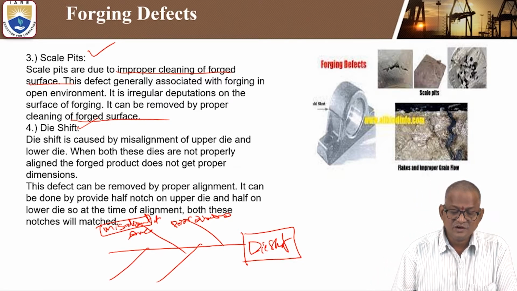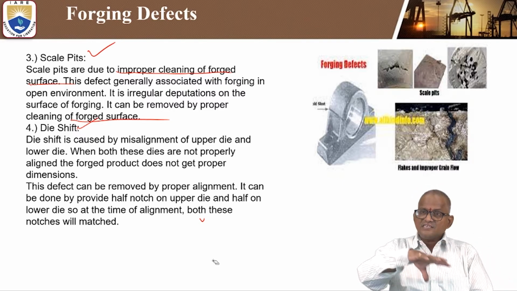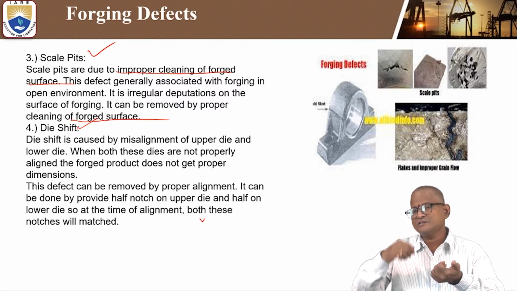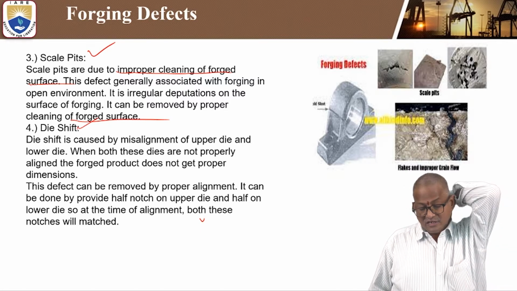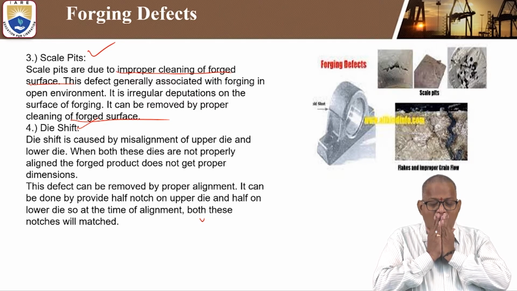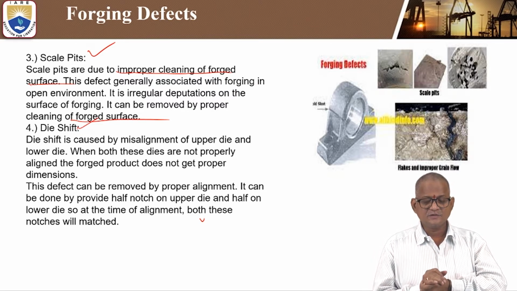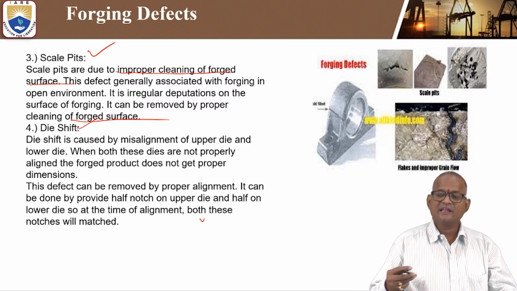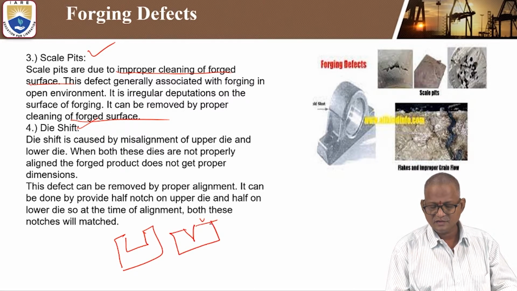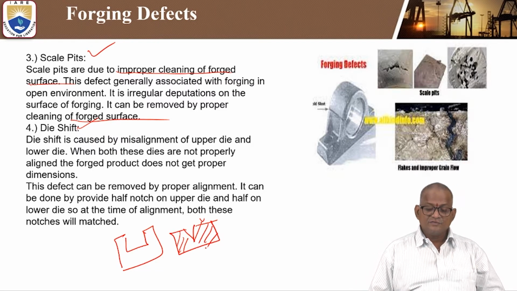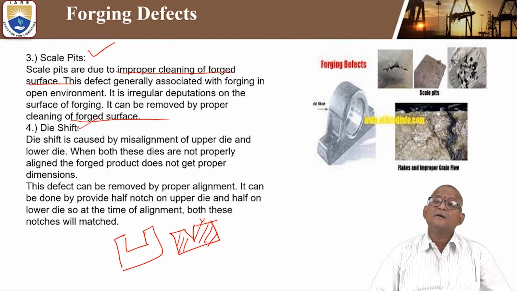So this is what the scale pits and die shift are about. Even when applying open die forging, we apply it manually, and for one shot it may change the position. Similarly, in a hot forging process, this can be removed by proper alignment, and also by the notch, whether it is a rectangular notch or a V notch. These are all very important to eliminate the die shift defect. The die shift defect can be removed by proper alignment.